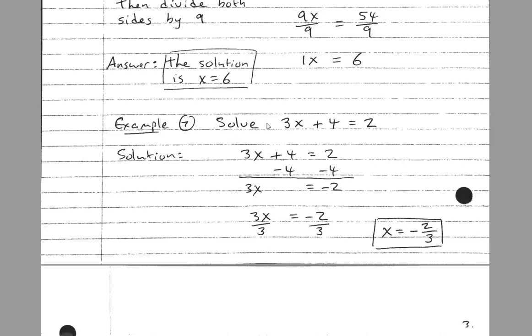Example 7 is very similar. So this time it's 3x plus 4 equals 2. Subtract 4 from both sides this time. So 3x is equal to 2 minus 4, that's negative 2. And divide both sides by 3. So 1x is equal to negative 2 divided by 3. Negative divided by a positive is negative, so the whole thing is negative 2/3.